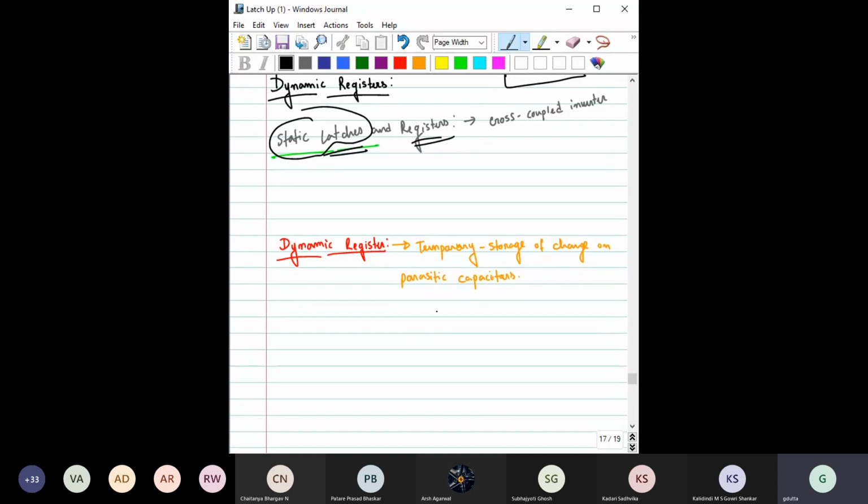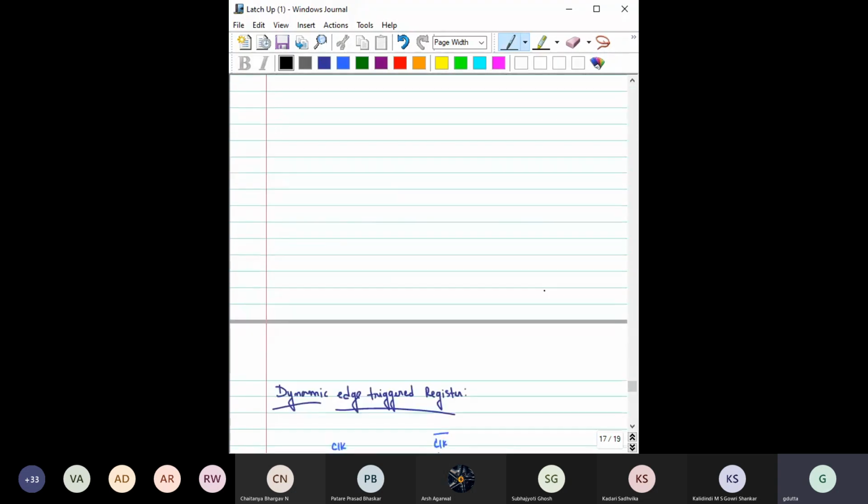So in a dynamic register, we will temporarily store the charge on a parasitic capacitor. Parasitic capacitor you understand, right? It may be the gate capacitor, maybe the source-to-drain overlap capacitor. All these types of capacitors we will use to store this. Just see one diagram, it will be clear to you.